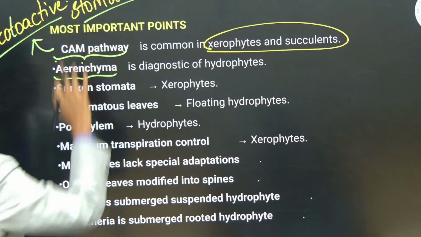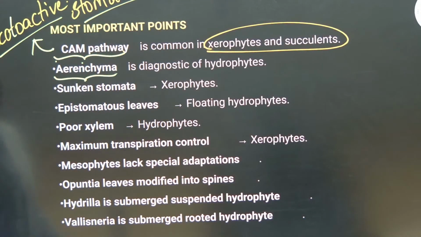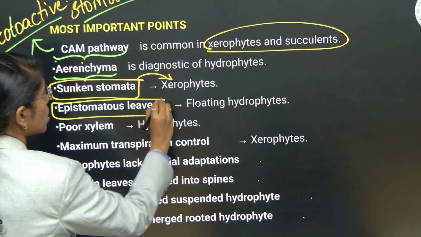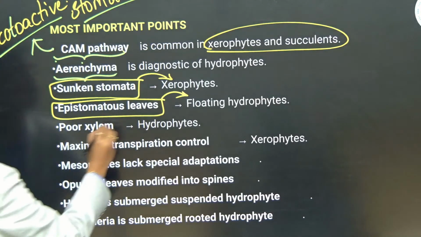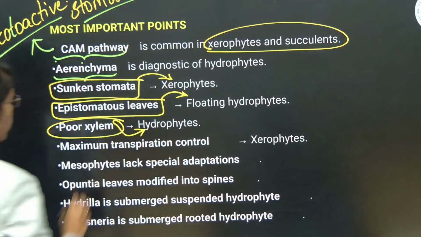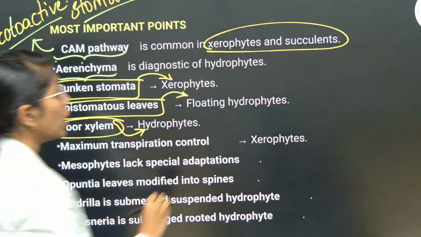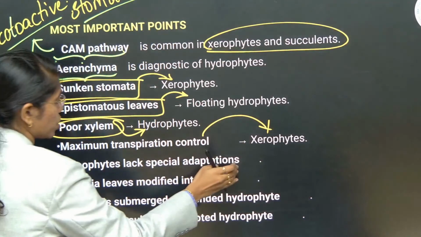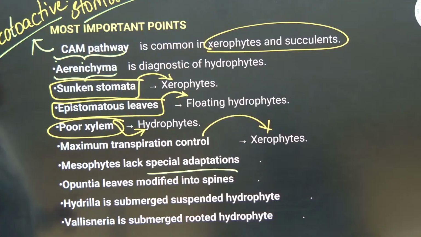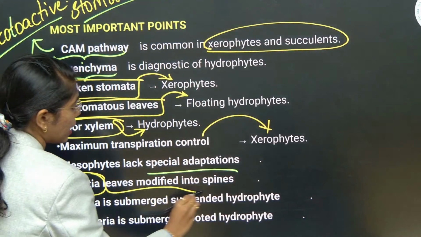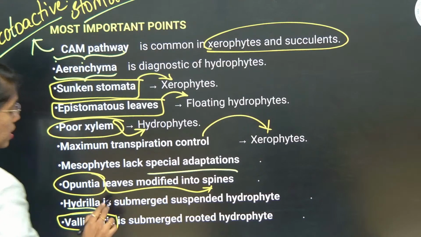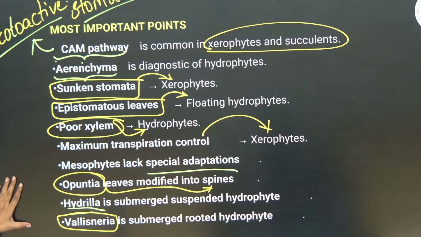Next, aerenchyma is diagnostic of hydrophytes, and sunken stomata for xerophytes. Epistomatous is seen in floating hydrophytes. Poor xylem development is observed in hydrophytes. Maximum transpiration control is observed in xerophytes. Mesophytes lack special adaptations. Opuntia leaves are modified to spines. Hydrilla is a submerged, suspended hydrophyte. Vallisneria is a submerged rooted hydrophyte. These are examples.